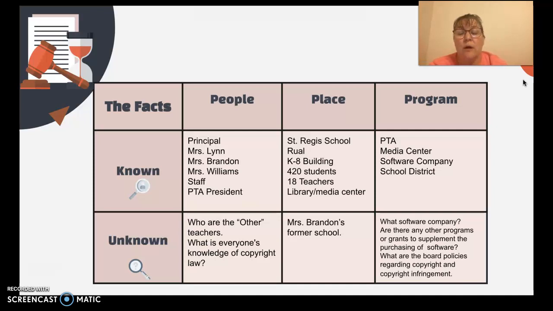Things that we don't know are who are the other teachers, how many people know about this, and we also don't know what everyone's knowledge of copyright law is. We do know where Mrs. Brandon is, but we don't know where everybody else knows exactly the ramifications of it. We don't know where Mrs. Brandon's former school was, and we don't necessarily know what software company it is that the information came from. We don't know if there are any grants to supplement the purchasing of software, and right now, we don't know what the board policies are in regards to copyright and any infringement that takes place.